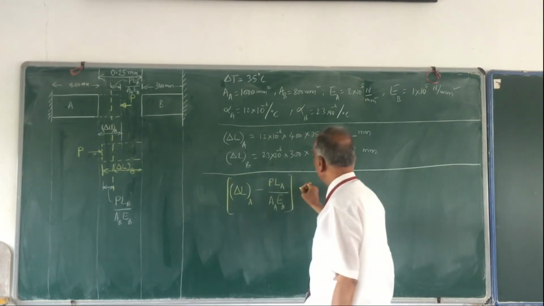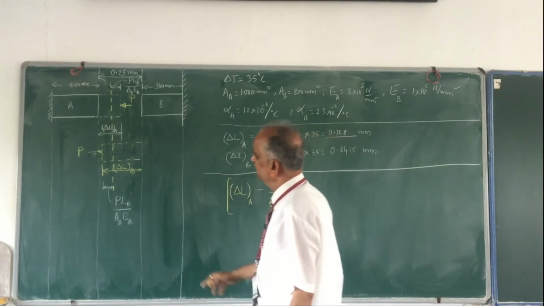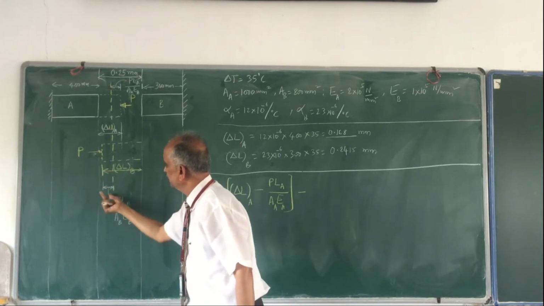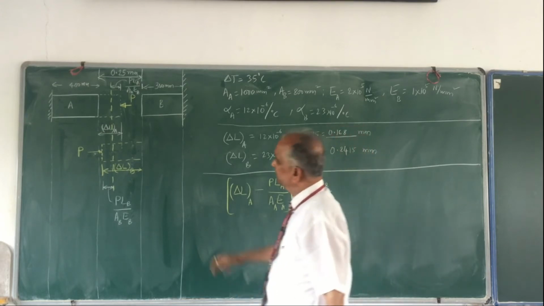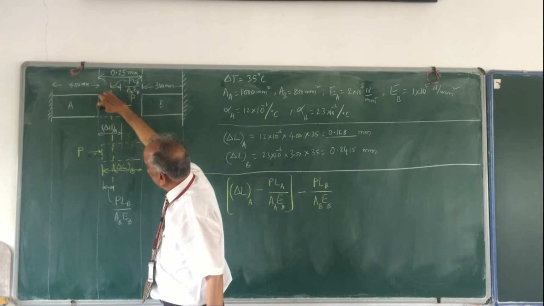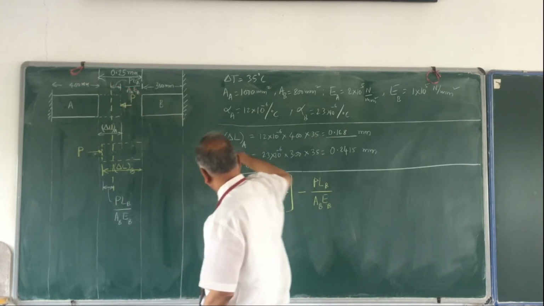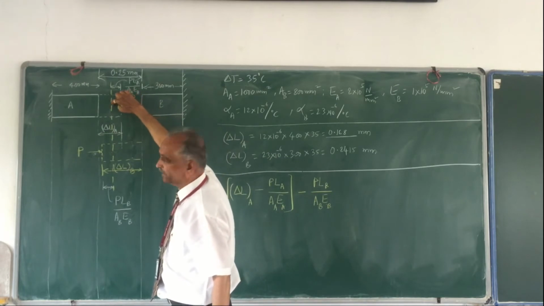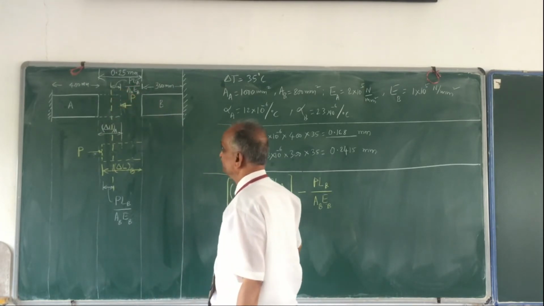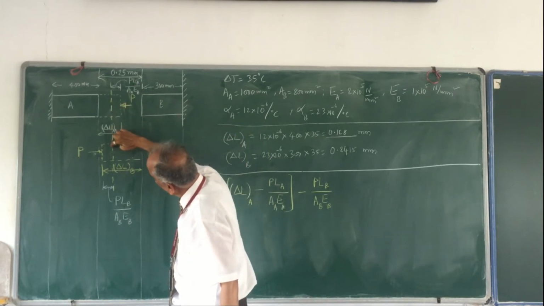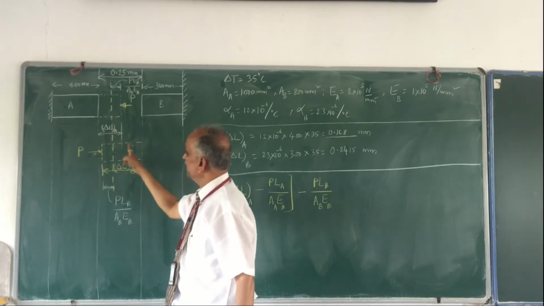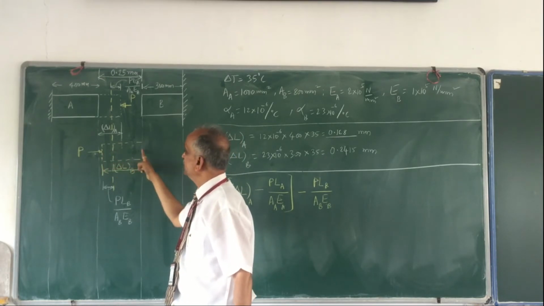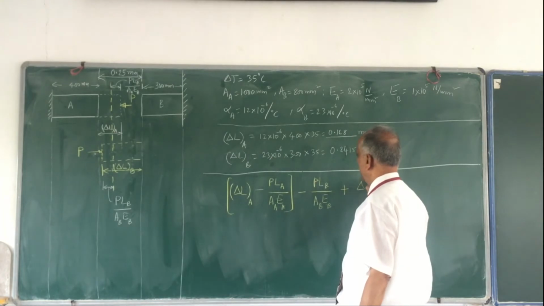How much backwards are you going? Again minus, how much is the distance from here to here? That is P LB divided by AB EB. Please understand, I start from here and go up to here. That is the first term. Then I went back, therefore it is in the minus direction. I am again going back this much distance, that is nothing but P LB. Then from here I go up to here. How much from here to here? That is plus delta L of B.